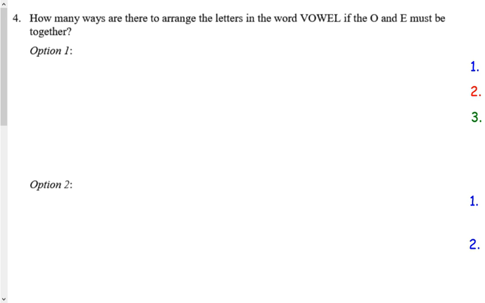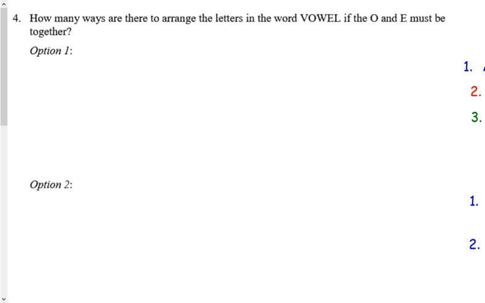Let's go another level of difficulty. We have the 5 letters in the word vowel. If the O and the E must be together, how many different arrangements can we get? So we'll look at 2 different ways that we could do this. And again, whenever you have 2 or more ways to do something, it's great because you can do it one way, you can check it a different way. But having said that, as long as you understand at least one of these ways, then you're good.